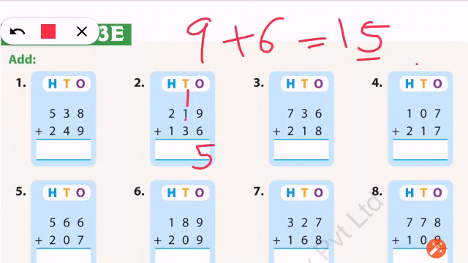Now 3 plus 1, 4. 4 plus 1 is 5. The answer will be 5. 2 plus 1 is 3. 6 plus 8 is 14. 1 will be carried. 3 plus 1, 4. 4 plus 1, 5. 7 plus 2 is 9.